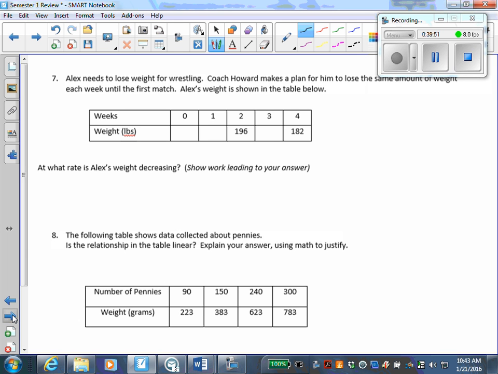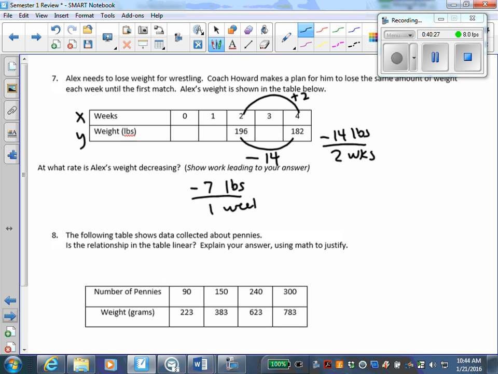Okay, we have a table, which is basically like having 2 points filled in of the table. We're finding the change in y, the change in x. So x, y. The y is changing from 196 to 182. That is going down 14. And from 2 to 4, it is going up 2. So that means his weight went down 14 pounds when the time went up by 2 weeks, which means his rate, if we reduce that, is -7. So -7 pounds every 1 week. That's all you have to do. You do not need to fill in the table, although you could.